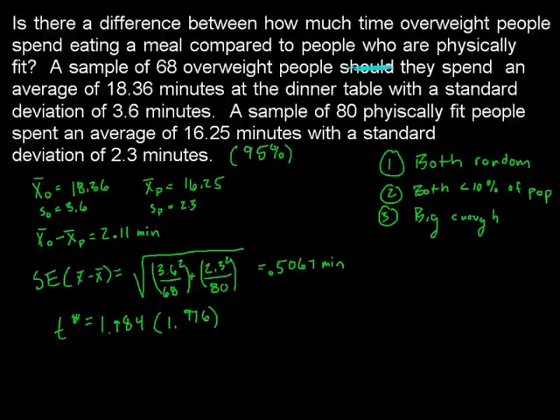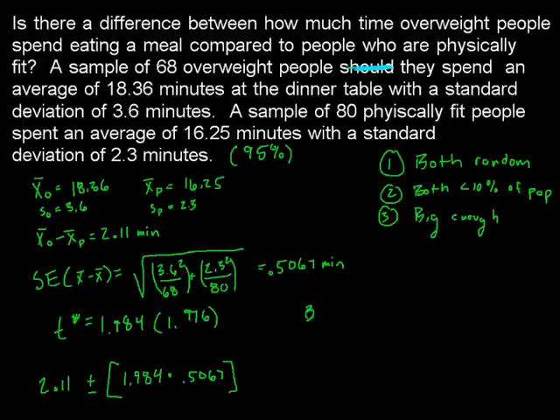Now, to be honest, there actually is another better estimate that uses a much more advanced formula, but don't worry about it. So here we go. We saw 2.11 minutes as a difference, plus or minus the 1.984 T star times the 0.5067 standard error. So that's going to create my margin of error, 1.984 times 0.5067. And that is a margin of error of 1.0053. So I get 2.11 plus or minus the margin of error, which was 1.0053.